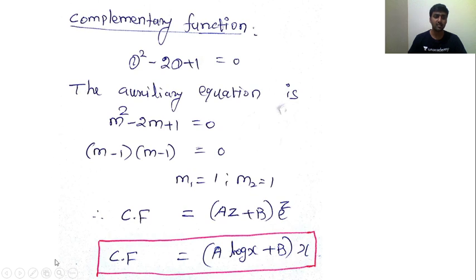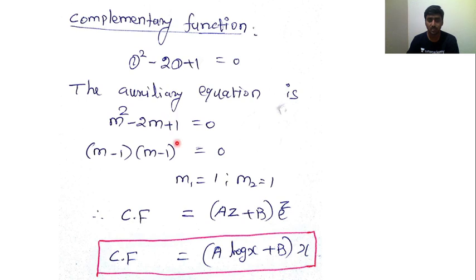The auxiliary equation is given by replacing theta by m. So theta square is m square, minus 2 theta is minus 2m, plus 1 equals 0. The equation m square minus 2m plus 1 is equal to 0. Now (m minus 1) into (m minus 1). These are the root values: m1 is equal to 1, m2 is equal to 1. So these are the root values.